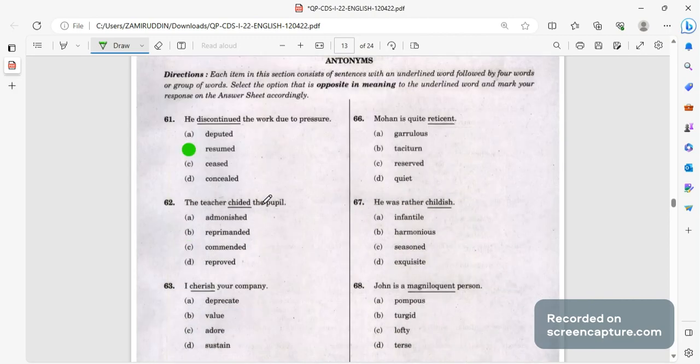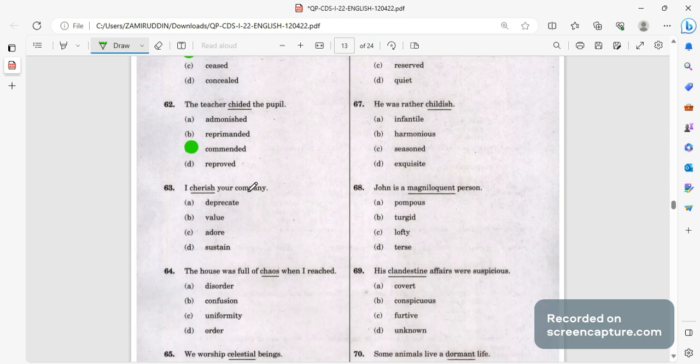The teacher chided the pupil. Chided मतलब commended, उसके तारीफ की. Reprimand, देखो, we have to get the antonym of the words. So chided is about reprimand, reproved, admonished. All of these words have the same meaning, which is to punish. मतलब किसी को पनिश करना, स्टूडेंट को, बच्चे को डांटना. Reprimand मतलब admonished, reproved. Commended मतलब तारीफ करना. So the teacher chided the pupil, इसका antonym will be commended.